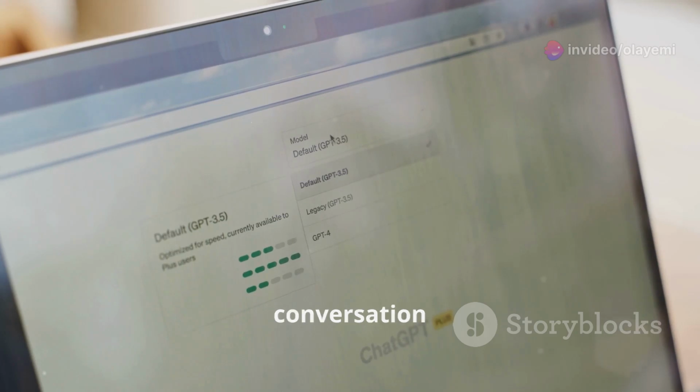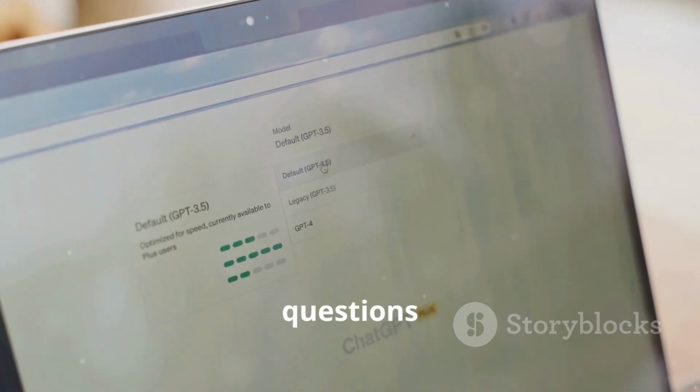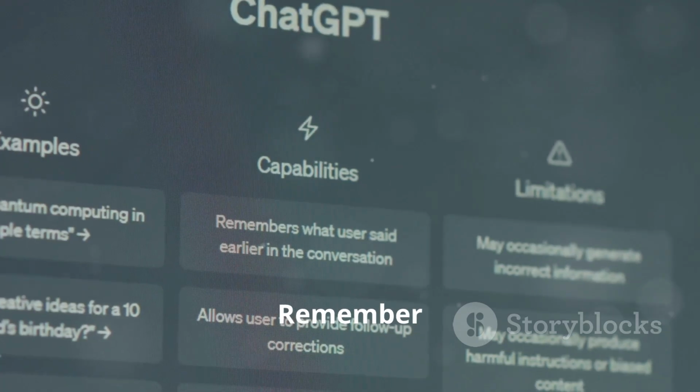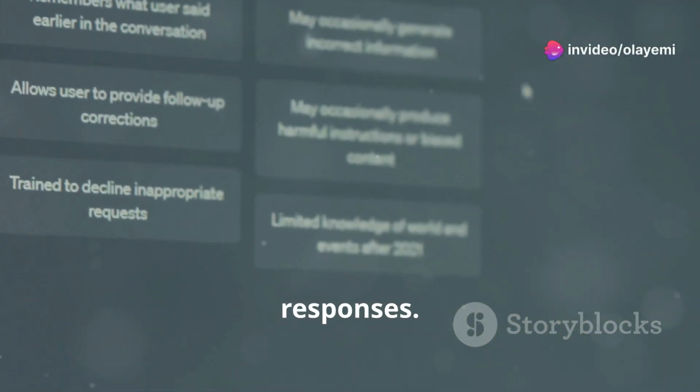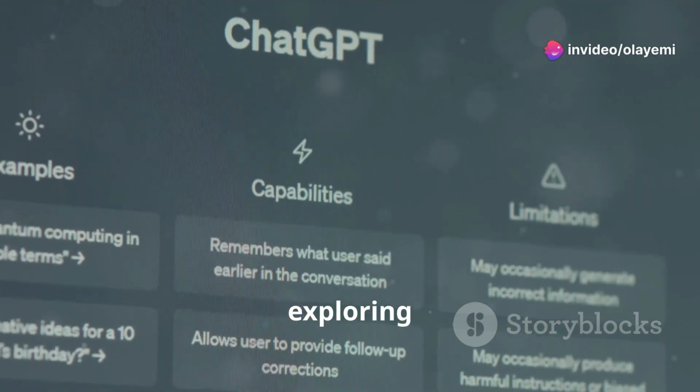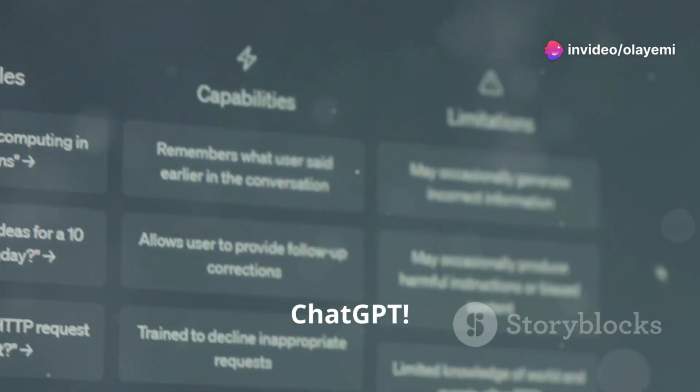You can continue the conversation by typing follow-up questions or prompts. Remember to be clear and specific with your queries to get the best responses. Enjoy exploring the capabilities of ChatGPT.